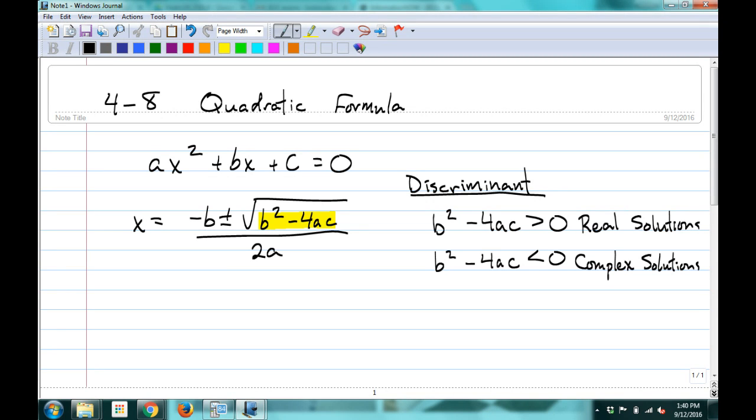If it's equal to 0, because this doesn't take care of that. If b squared minus 4ac is equal to 0, then we have one real solution. Okay, one real solution. Any other case, we got two answers always, because it's quadratic. We should get two answers anyway. We've seen that the entire time we've been solving quadratics.